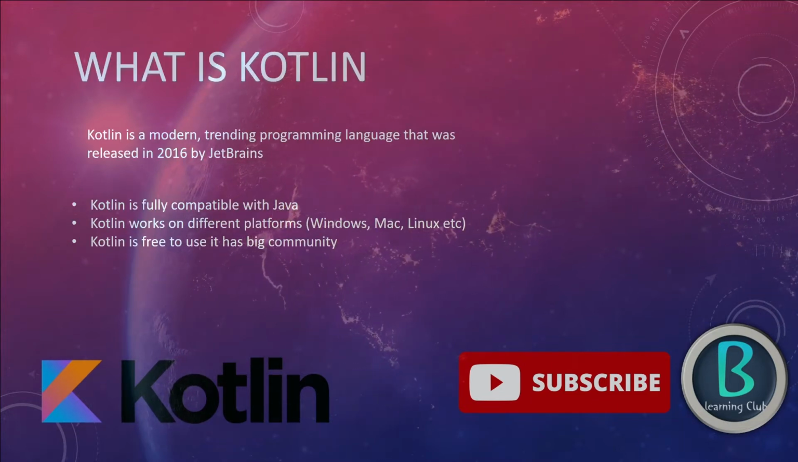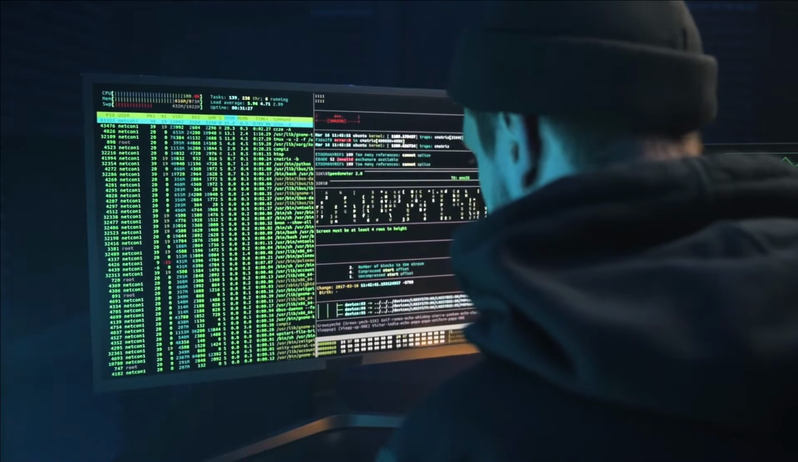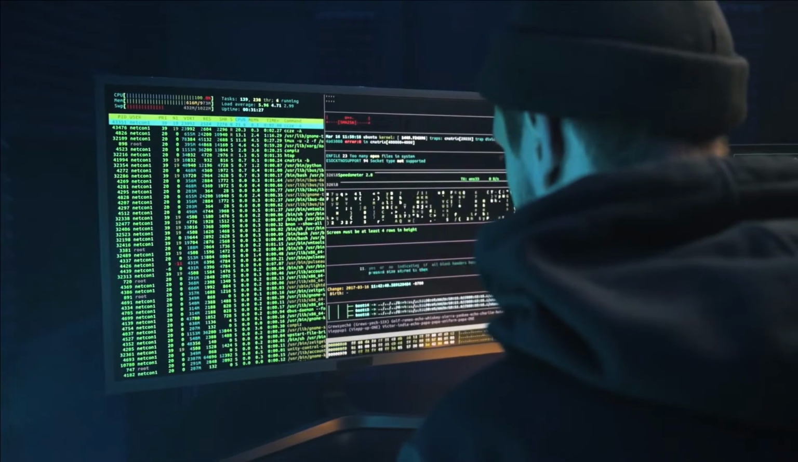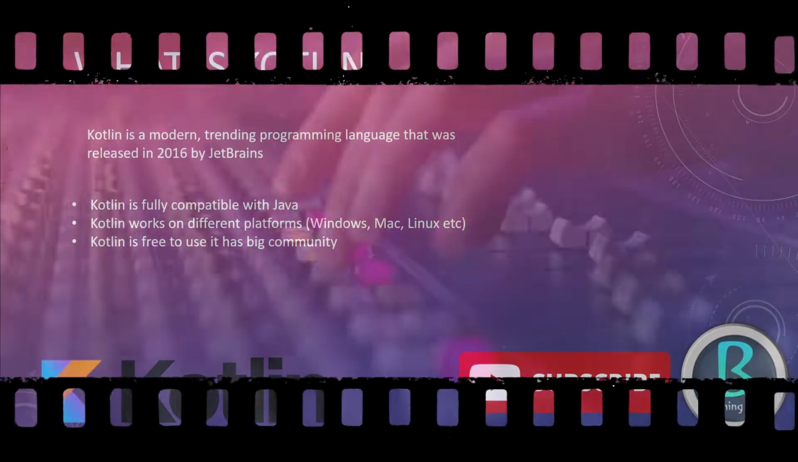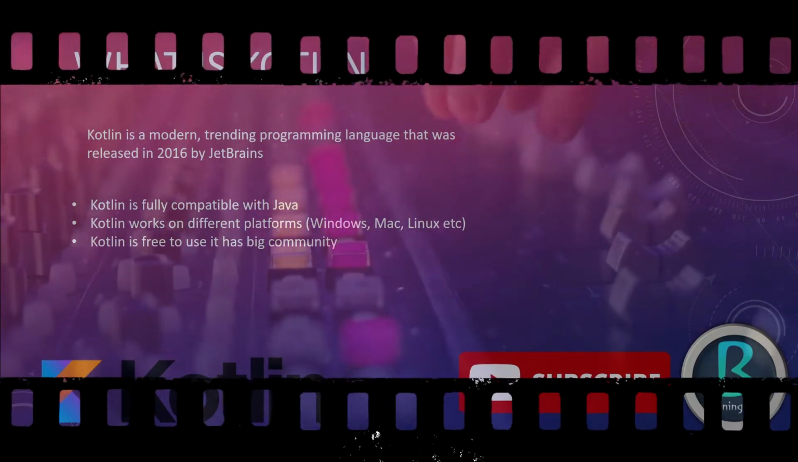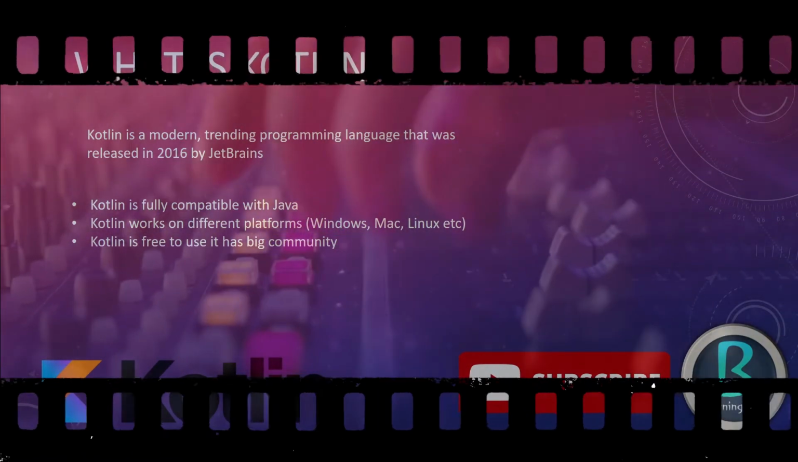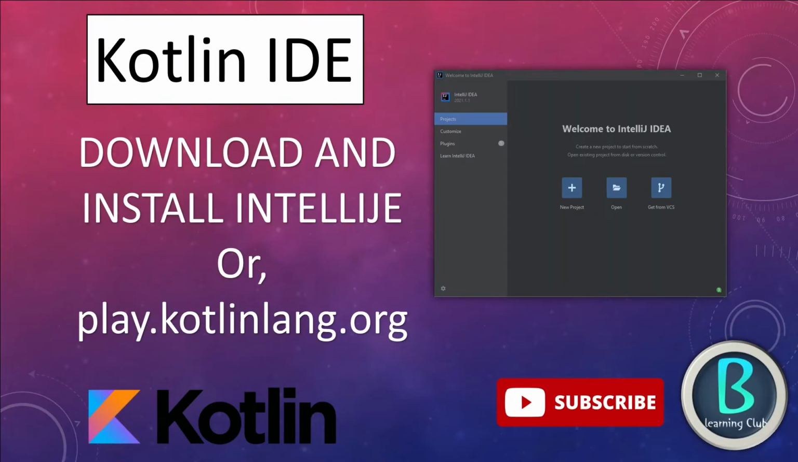What is Kotlin? Kotlin is a modern and trending programming language that was released in 2016 by JetBrains. Kotlin is fully compatible with Java. Kotlin works on different platforms: Windows, Mac, Linux, Raspberry Pi, etc. Kotlin is free to use. It has a big community.